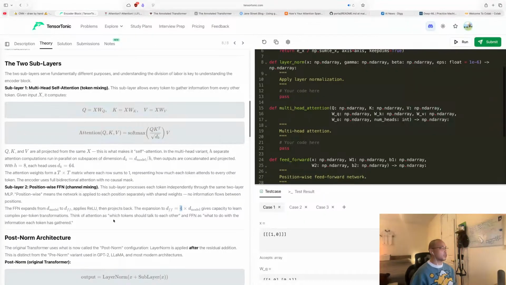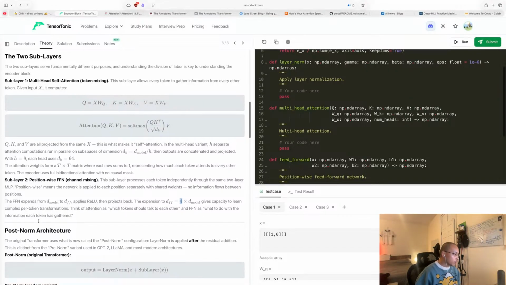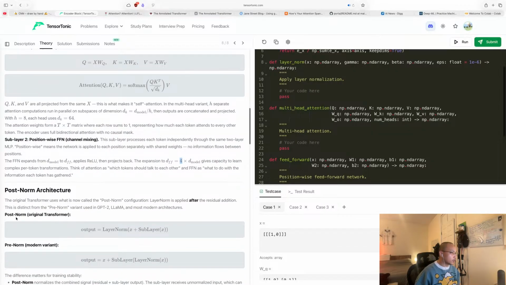Complex per token transformations. Think of attention as which tokens should talk to each other, and feedforward as what to do with the information each token has gathered.